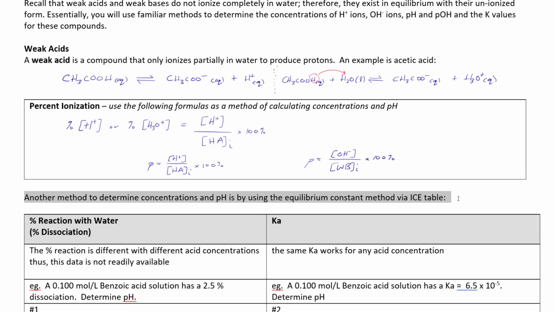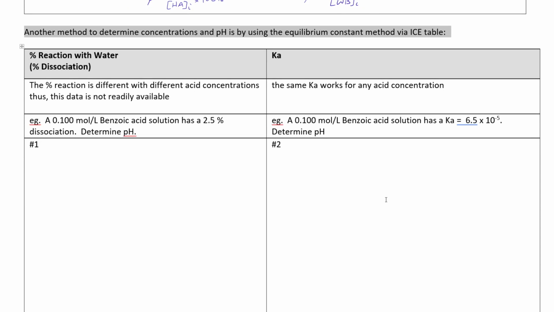Another method to determine concentrations and pH is using the equilibrium constant method via an ICE table. In this example, we're going to show you both methods. The question says percent dissociation, but in this case it's ionization because it's producing ions. The percent reaction is different with different acid concentrations, thus the data is not readily available. In this question, they give you the initial concentration of the acid and the percent ionization, and they want you to determine the pH.